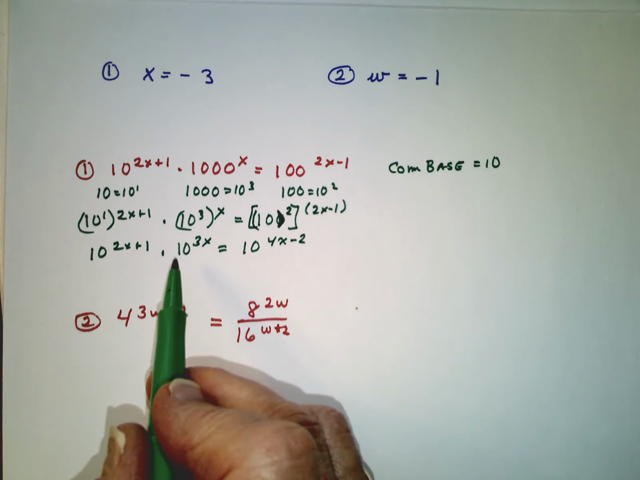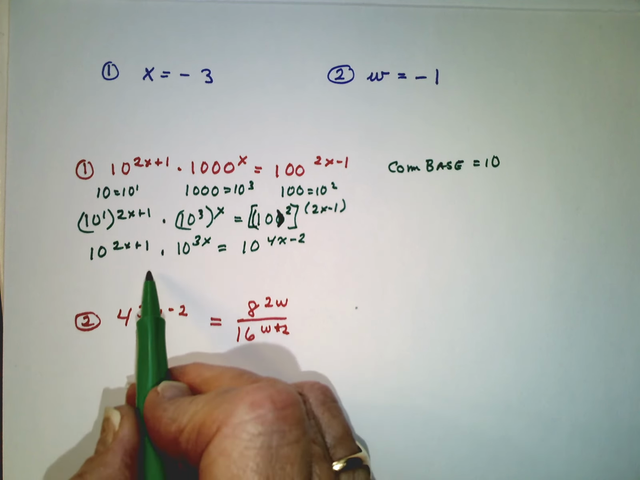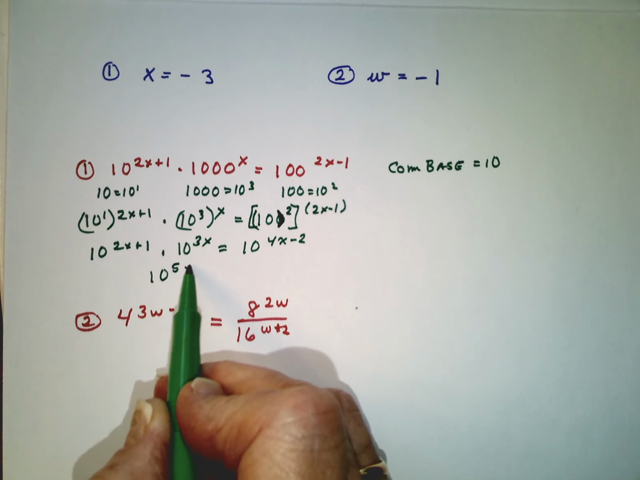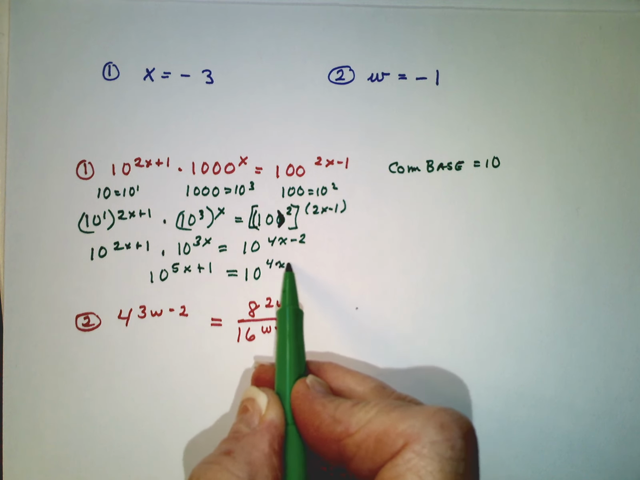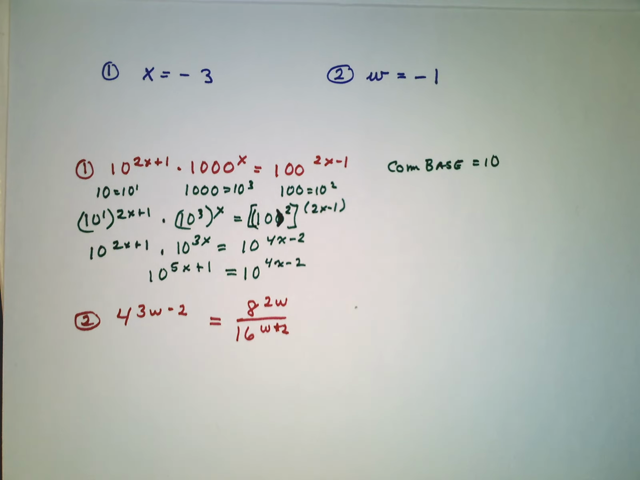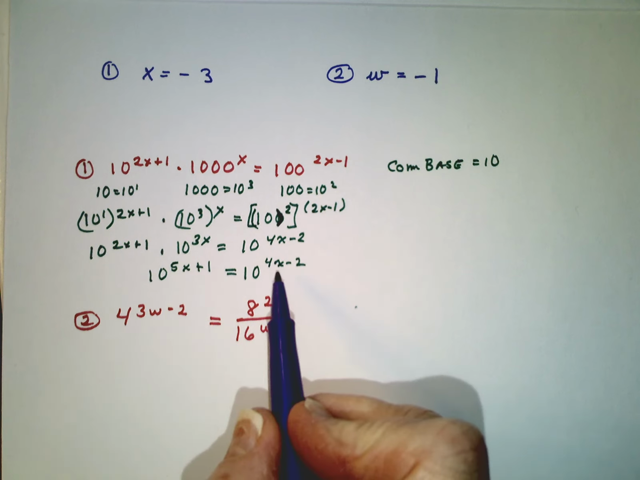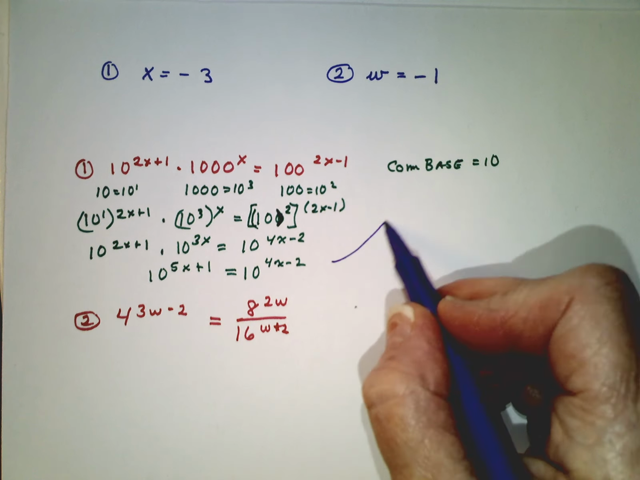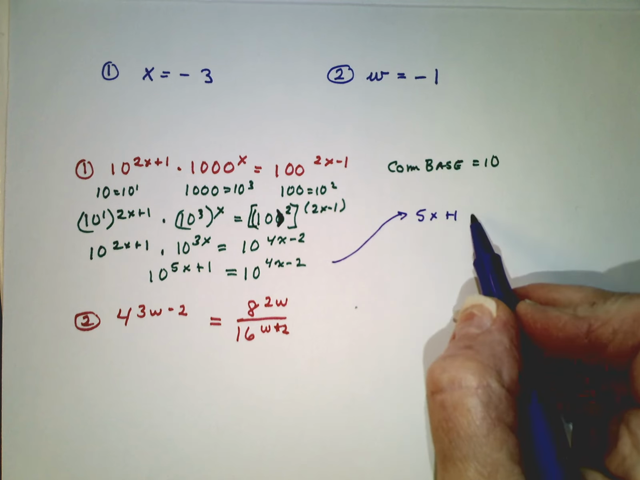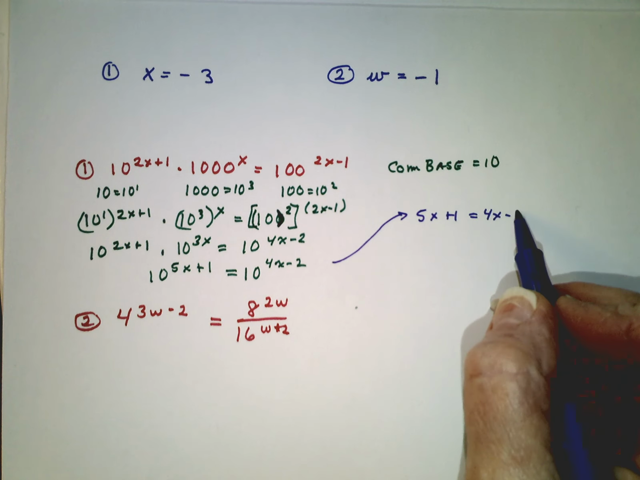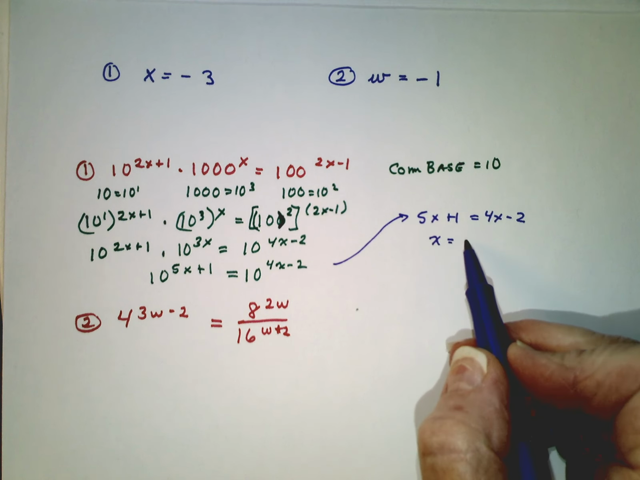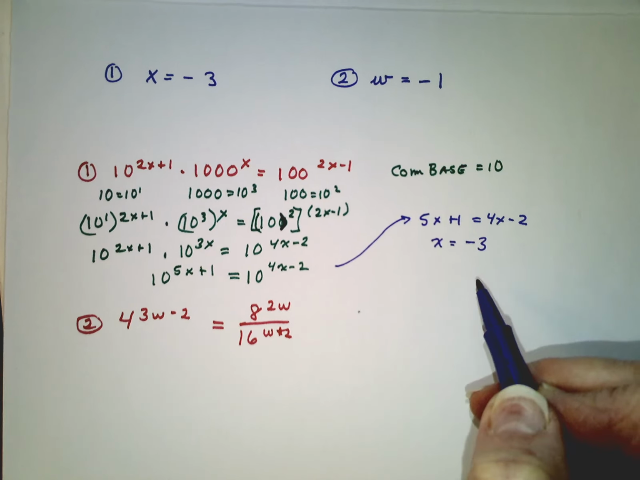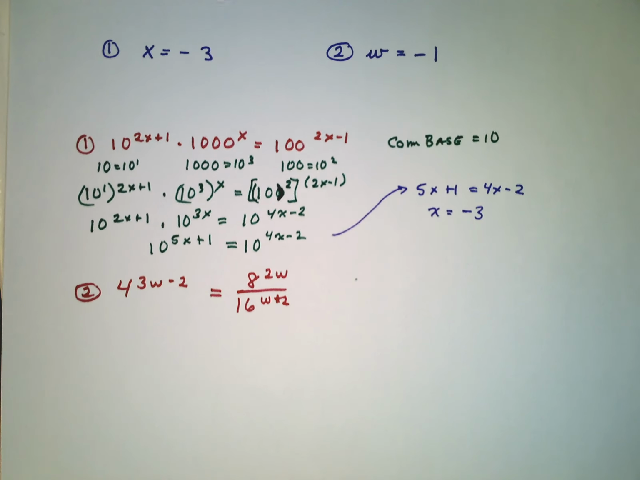Right, if we're multiplying, that means we add the exponents. So we have 10 to the 5x plus 1 has to be the same as 10 to the 4x minus 2. And the only way that works is if these exponents are the same. So that gives us 5x plus 1 has to be the same as 4x minus 2. Doing a little algebra here, x has to equal negative 3. And I did check it out, it does work.